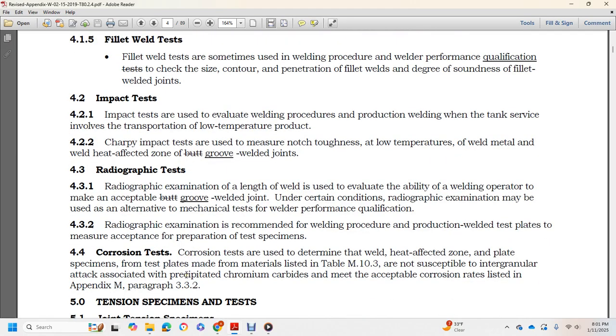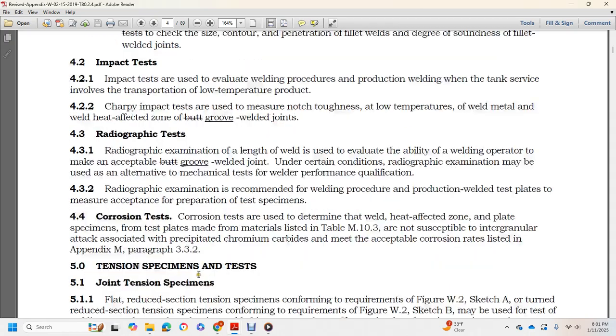Corrosion tests are used to determine that the weld heat affected zone of plate specimens from the test plate, made for the materials listed in table M10.3, are not susceptible to intergranular attack associated with precipitated chromium carbides, and may meet the acceptable corrosion rates listed in paragraph M, paragraph 332.